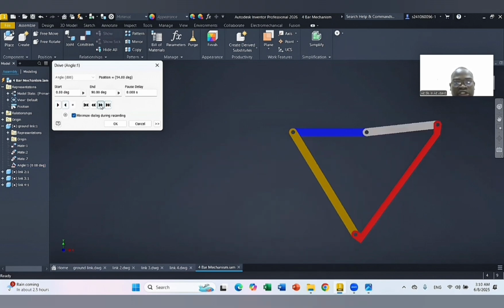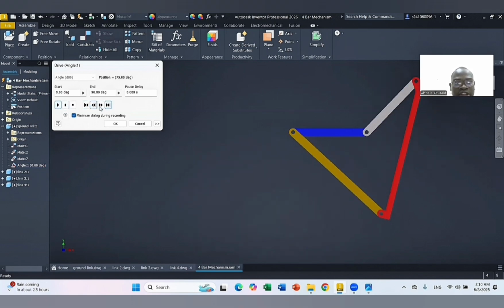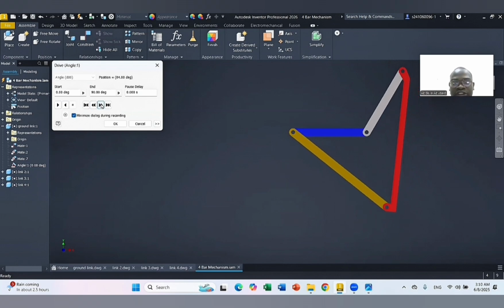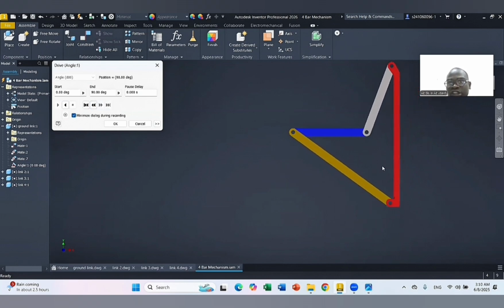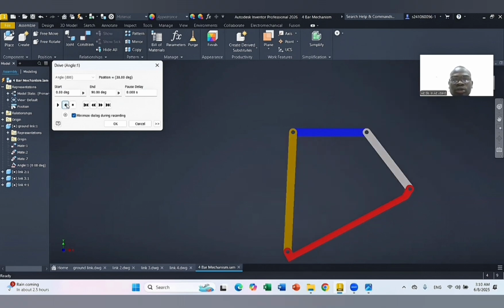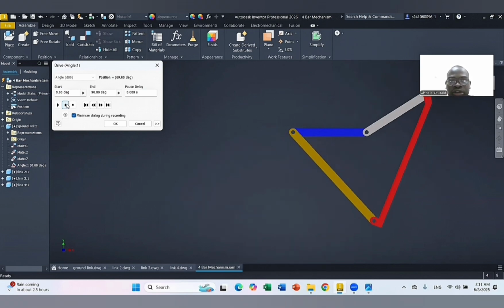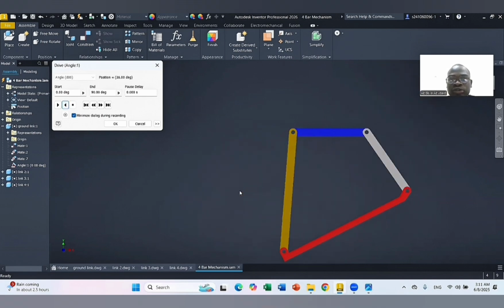The second toggle position is at theta 3 equals 90 degrees, or we can say that link 3 is perpendicular to the x-axis. This is the second toggle position where the mechanism changes the direction of motion. So we can say that this mechanism has an angle range of 0 to 90 degrees of theta 3.